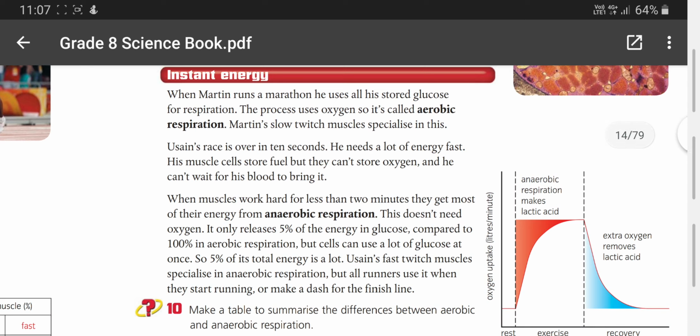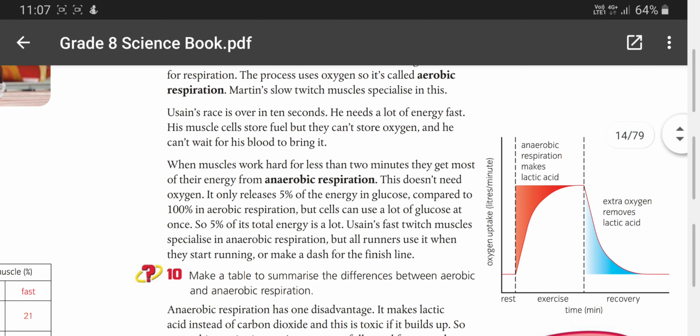But in a race like Usain's, it's over in 10 seconds. He needs a lot of energy fast, more than Martin, and also his muscle cells store fuel, but they cannot store oxygen and they can't wait for the blood to bring it. That's why, when he drew his graph, you can find here the difference between the two different types, aerobic and anaerobic respiration.